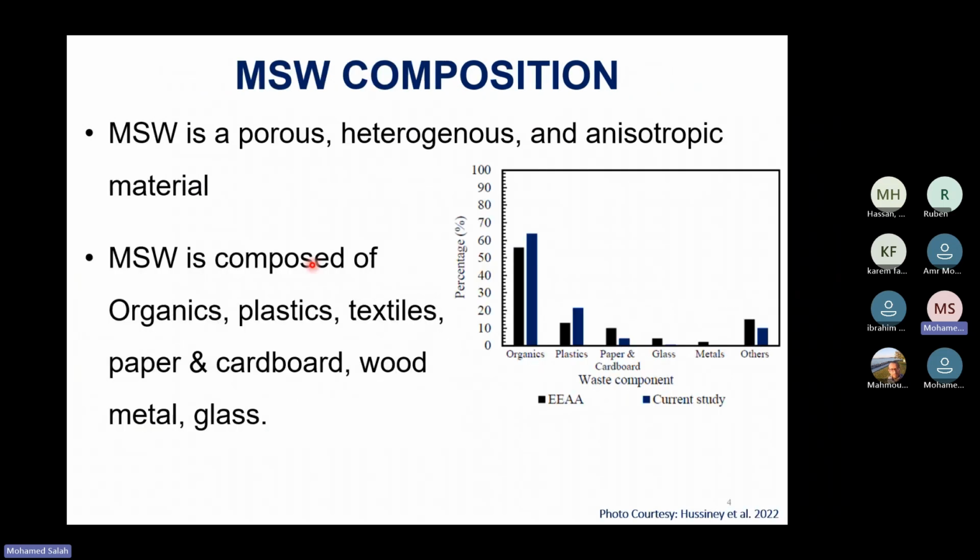The waste composition varies from one region to another, and it depends on many factors, mainly socioeconomic factors. These factors affect the composition of the municipal solid waste. However, it's mainly composed of organics, plastics, textiles, paper and cardboard, wood, metal, and glass. The percentage of these components differs from one region to another, as I just mentioned, due to socioeconomic factors. It's a porous, heterogeneous, and anisotropic material.